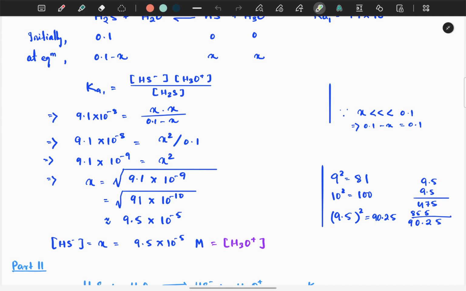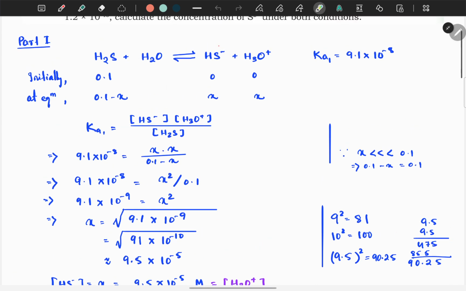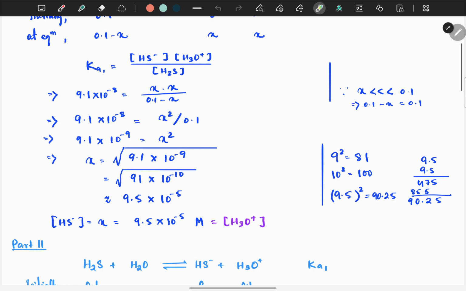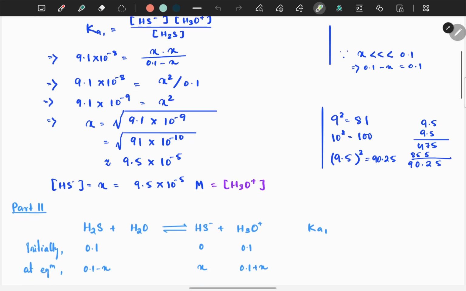So we can say the value of X is nearly equal to 9.5, and the square root of 10 to the minus 10 will be 10 to the minus 5. So this is also the concentration of HS minus. So we can say the concentration of HS minus is equal to X, which is equal to 9.5 into 10 to the minus 5, which is also the concentration of H3O plus in this K1 expression.